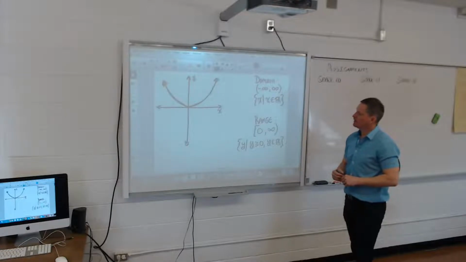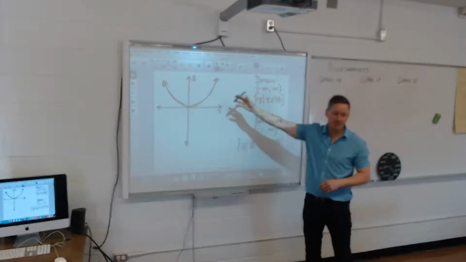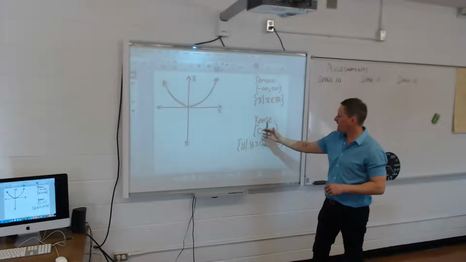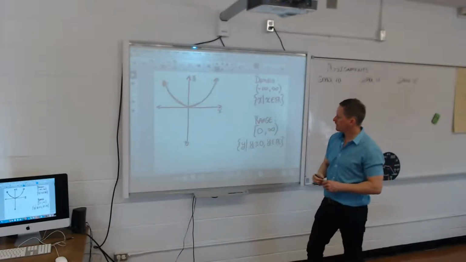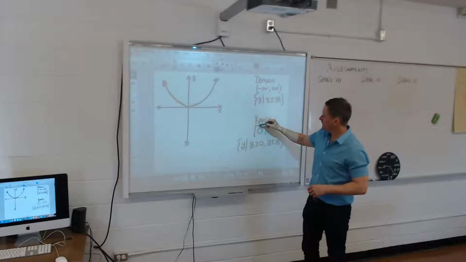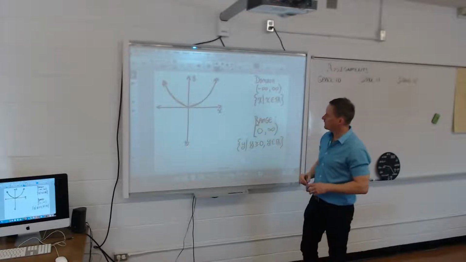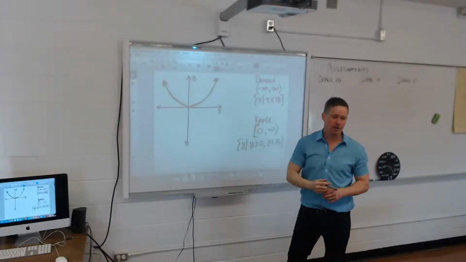Okay? So my domain for this graph, it was the same. My range for this graph was different. It had a low value of 0, and then it goes to positive infinity.